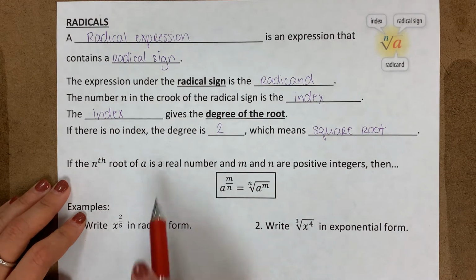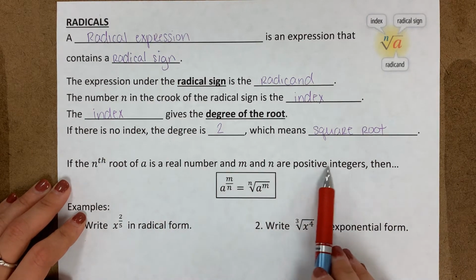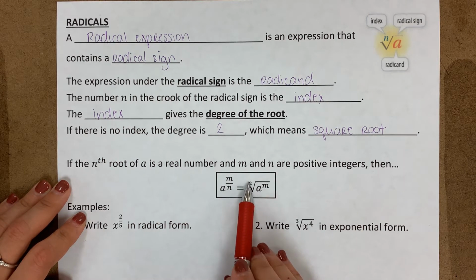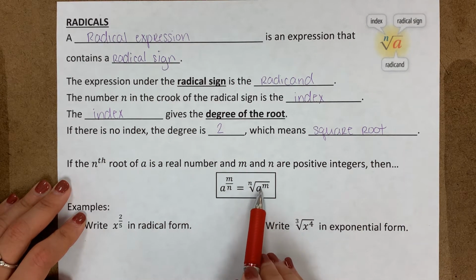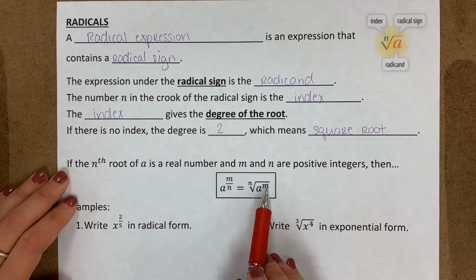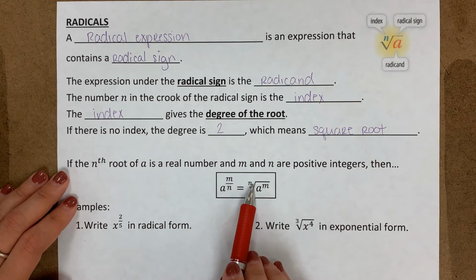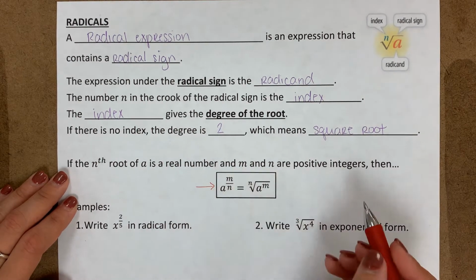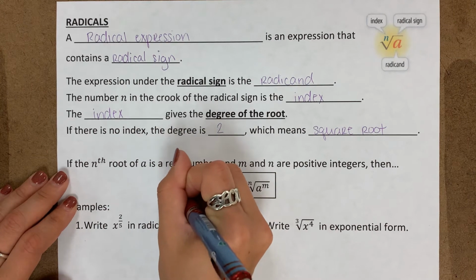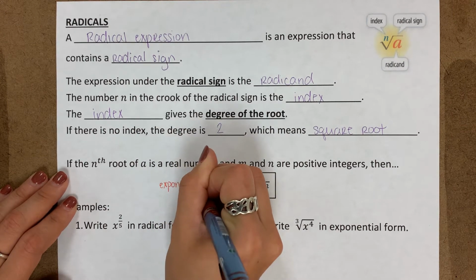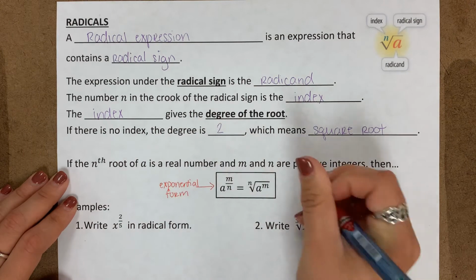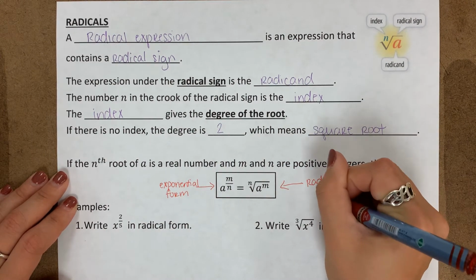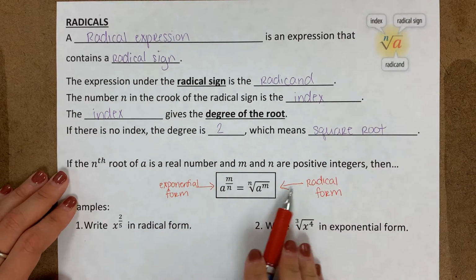If the nth root of a is a real number and m and n are positive integers, then a to the power of m divided by n is equal to the nth root of a to the power of m. So all we're doing today, this looks very complicated, is we're just switching it around to where it goes from this form to this form. This form right here is called exponential form. This is what we've been dealing with lately. This form is called radical form. We're just going to practice today going from one to the other.